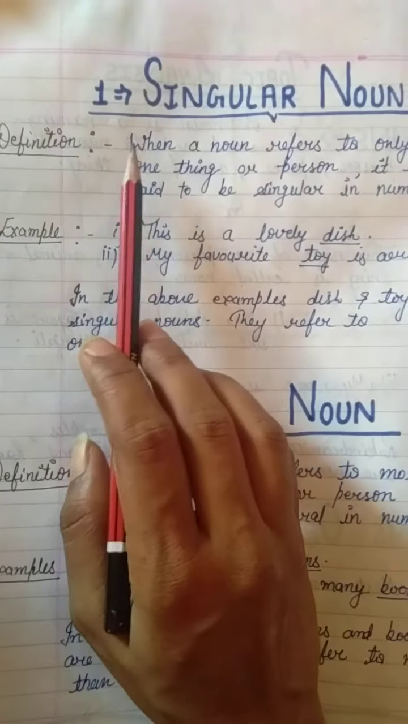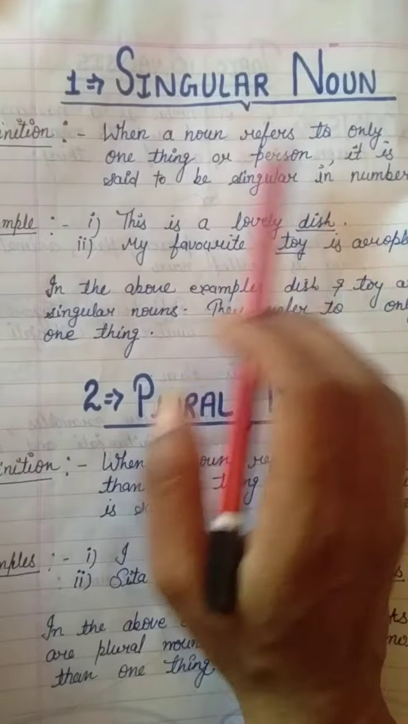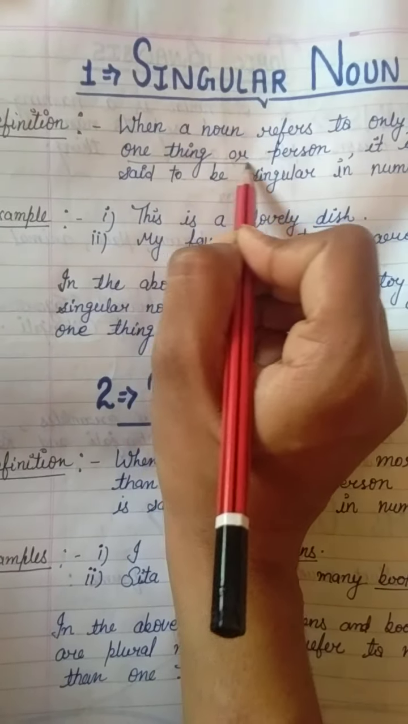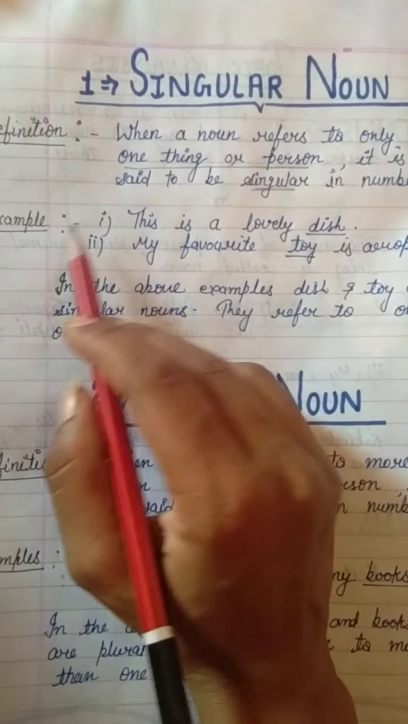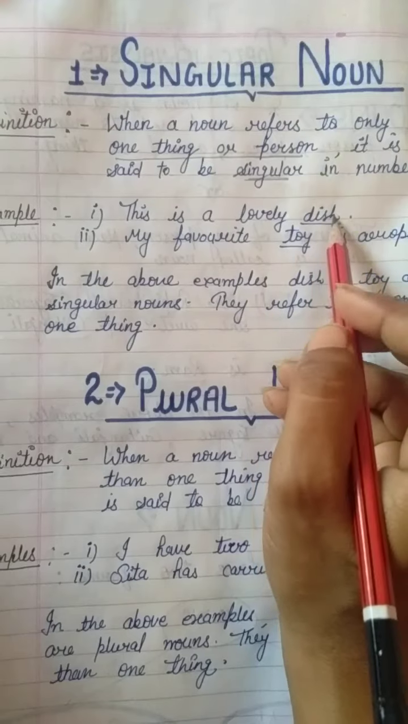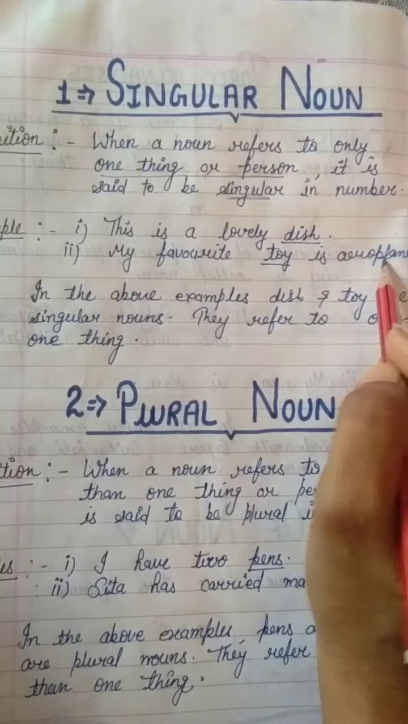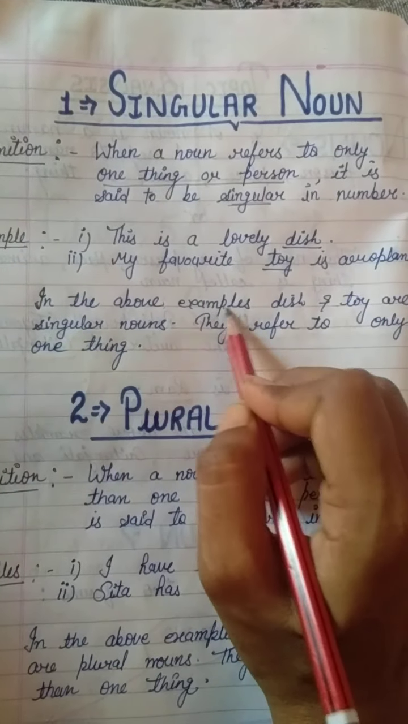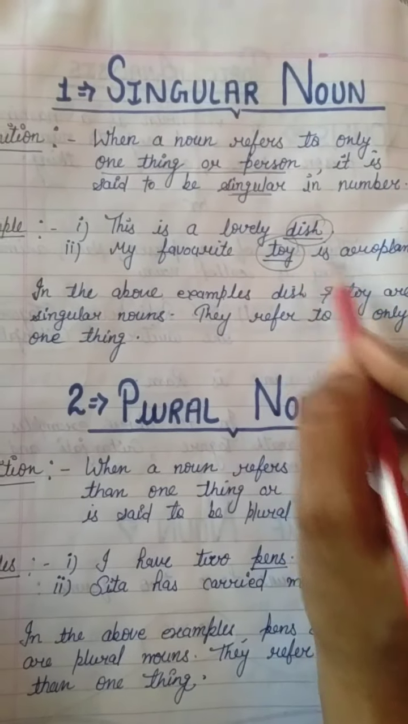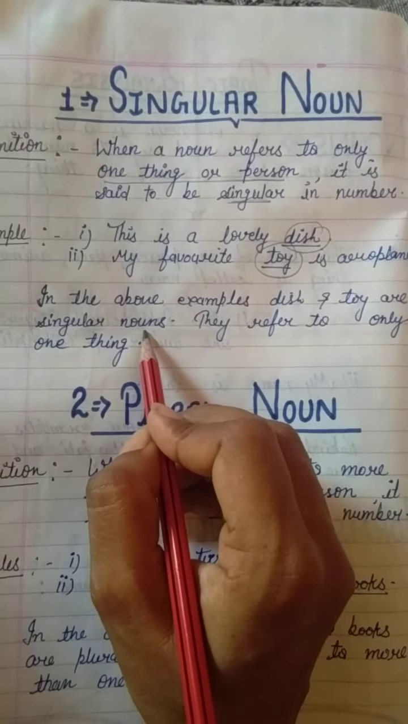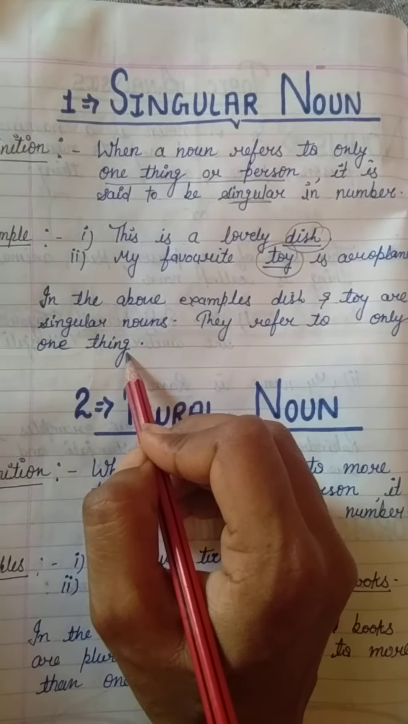The definition of a singular noun is: when a noun refers to only one thing or person, it is said to be singular in number. For example, this is a lovely dish. My favorite toy is aeroplane. In the above examples, dish and toy are singular nouns. Why so? Because they refer to only one thing.